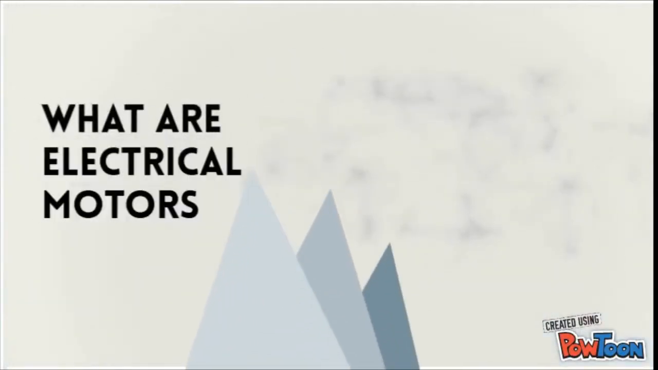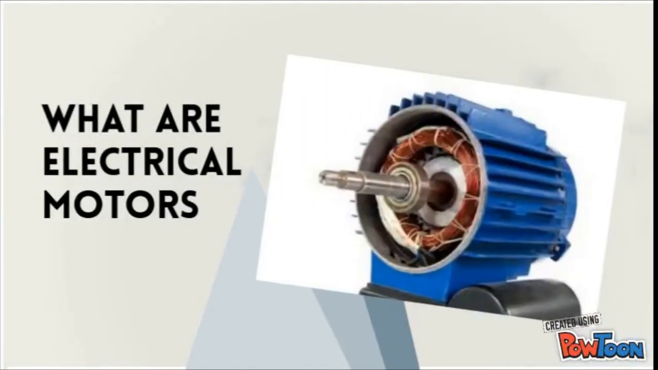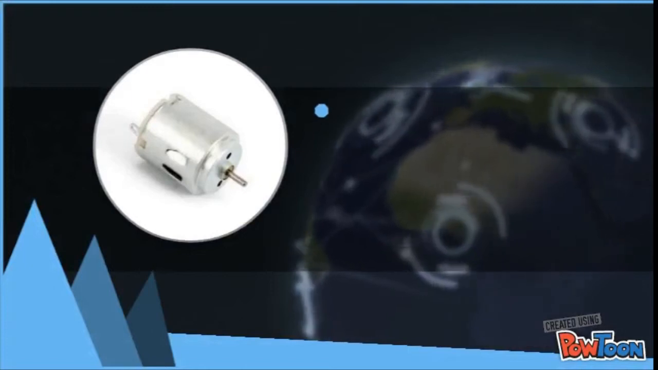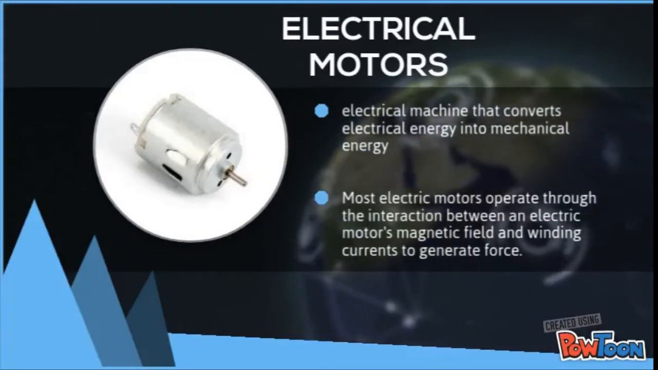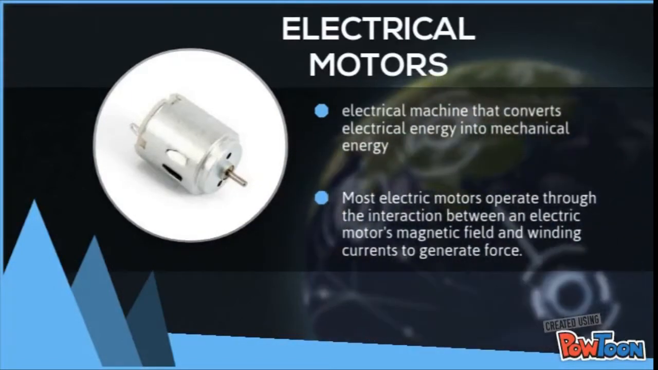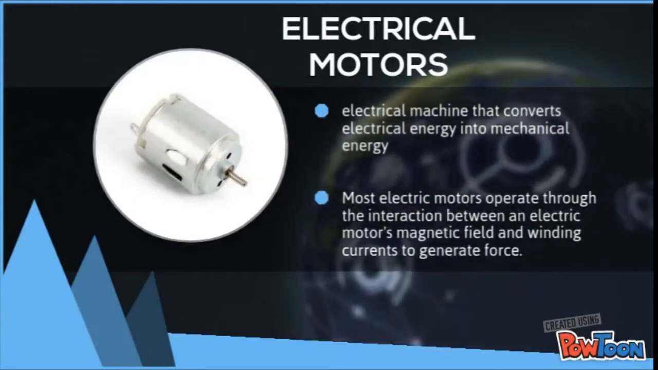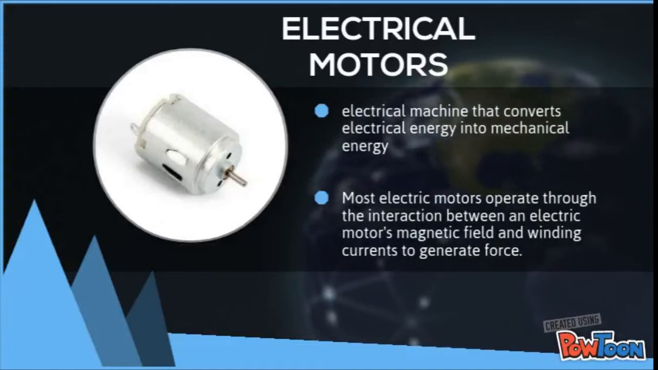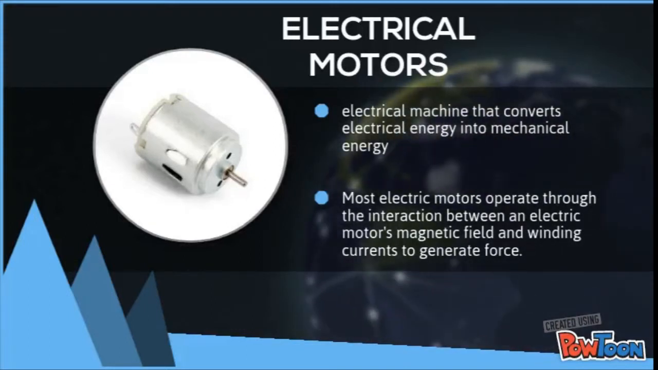So what are electrical motors? Electrical motors are electrical machines that convert electrical energy into mechanical energy. Most electric motors operate through the interaction between an electric motor's magnetic field and winding currents to generate force.